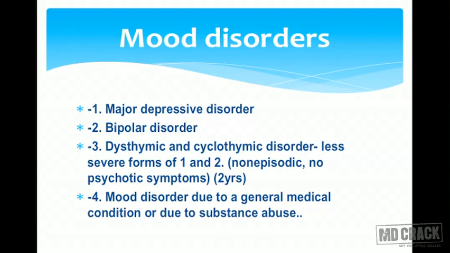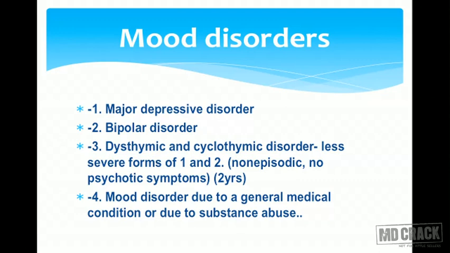Number three, I'm including two disorders, dysthymia and cyclothymia disorder. What is dysthymia disorder? Dysthymia disorder is a less severe form of number one, major depressive disorder, and cyclothymia disorder is the less severe form of number two, bipolar disorder. So the minor form of major depressive disorder is dysthymia, and the minor form of bipolar disorder is cyclothymia.